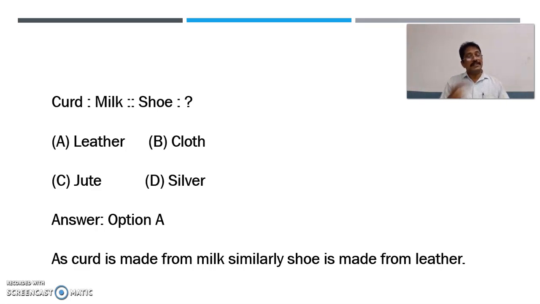Okay. So we will check the other options: cloth, jute, silver. Generally we will not wear any kind of shoe which is made with cloth, correct? Jute will not be used to manufacture the shoe. Even silver we are generally not using. So most commonly the raw material used to prepare the shoe is leather. So option A is correct. Okay. Now going to the next one.